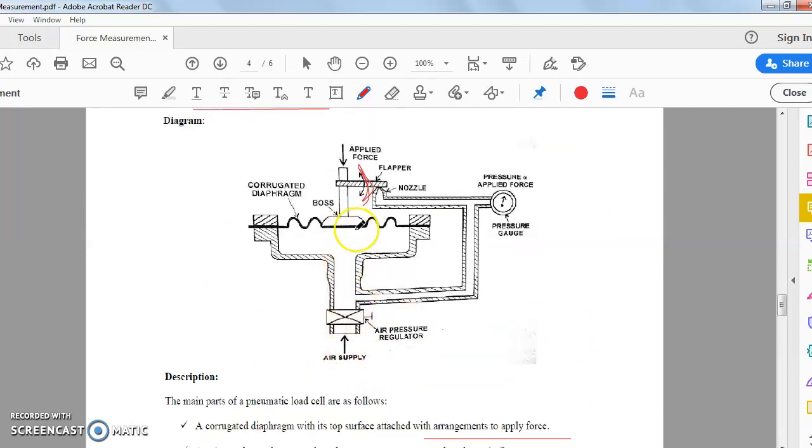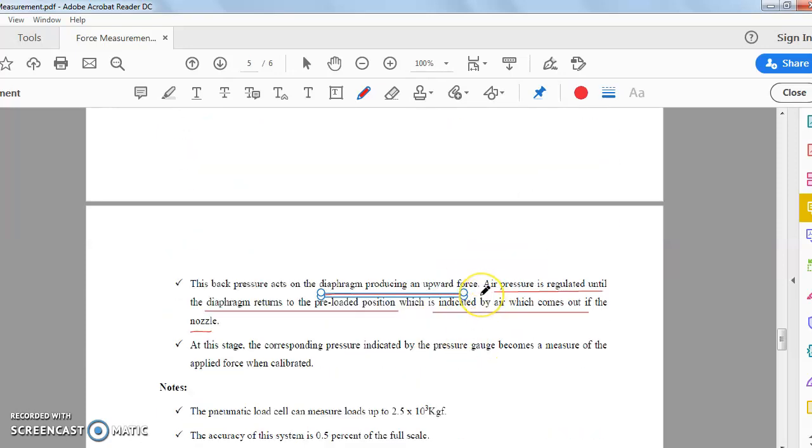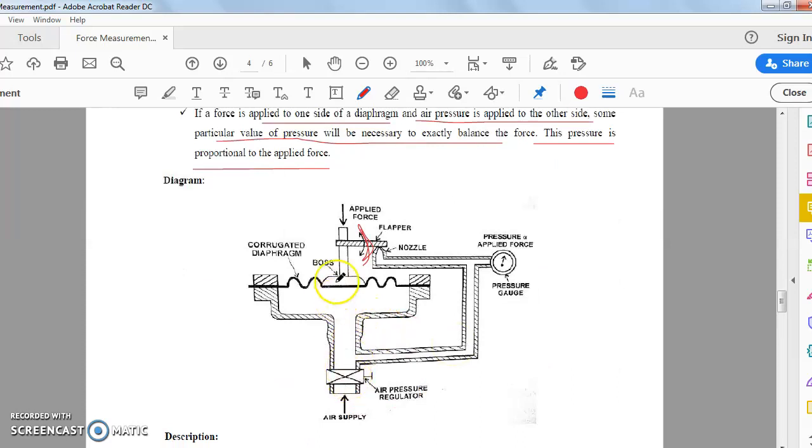Back pressure is applied on the diaphragm bottom part, and what will happen due to this? The upward force will create an upward pressure. Air pressure is regulated until the diaphragm returns to the preloaded position. That means the pressure will move the diaphragm up, and the back pressure will help it come back to the original position. So the diaphragm will be back once to its original position.